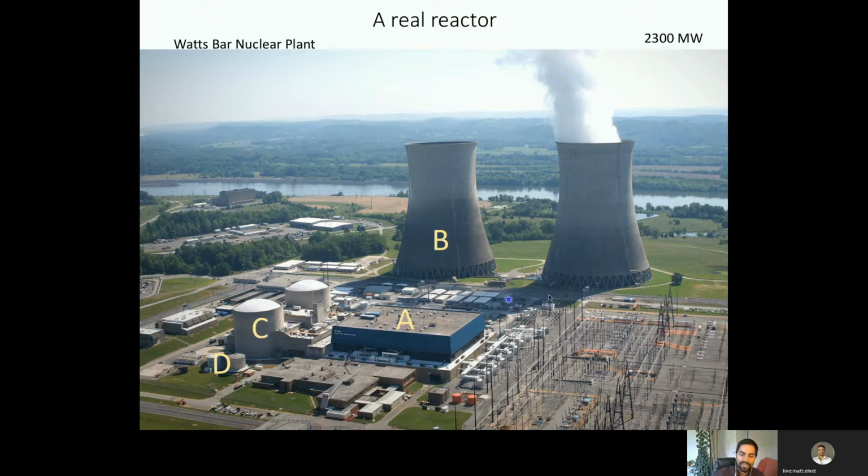Now I put these letters here because I want to ask you a question. I want people to tell me where do you think that the reactor is, the actual place where the fission happens.